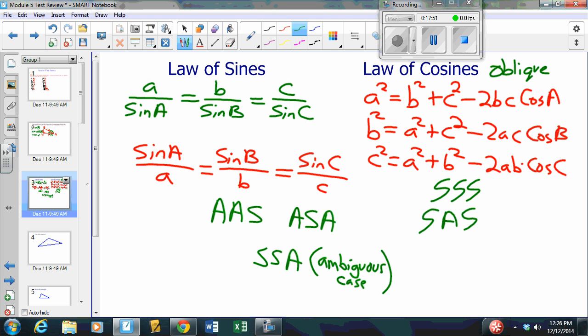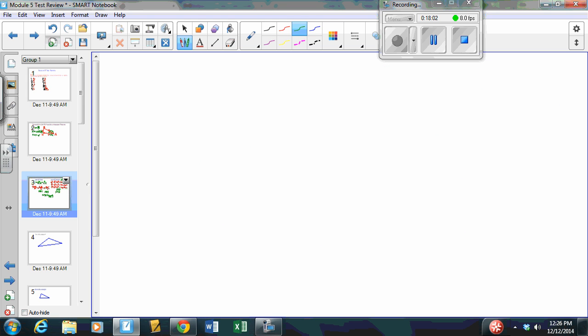We call it the ambiguous case because in this case, we don't know for sure. If you're given two sides and an angle, it can actually make two different sizes of triangles. Okay? So, let me just show you really quickly.